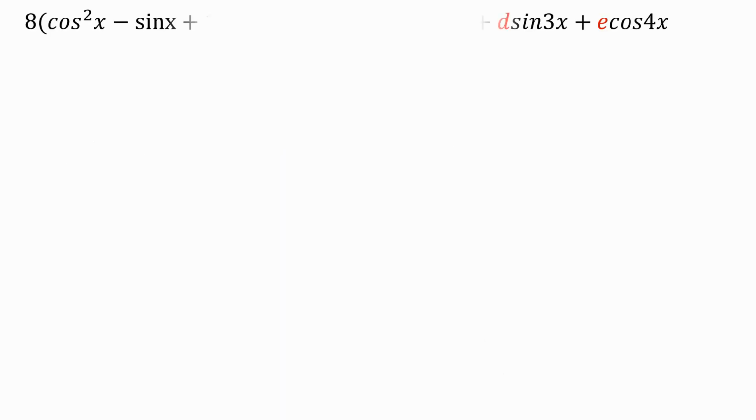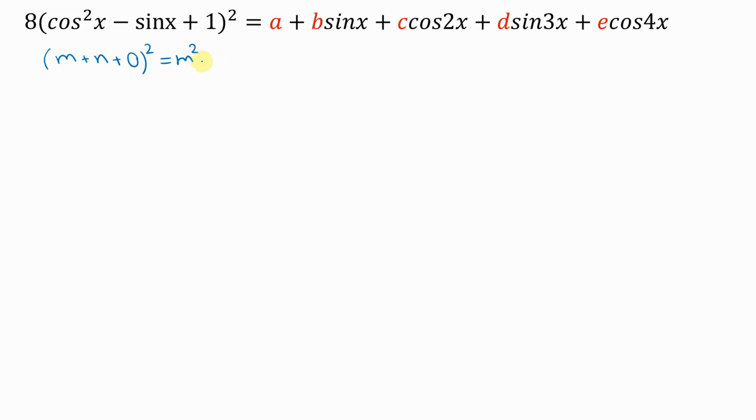Let's jump into it. Here is our equation. Now, as a reminder, first of all, I want to expand this parenthesis. How can we expand it? Just as a reminder, for example, we have (m plus n plus o) to the power of 2, which equals m squared plus n squared plus o squared plus 2mn plus 2mo plus 2no. This is the way that we can expand this.